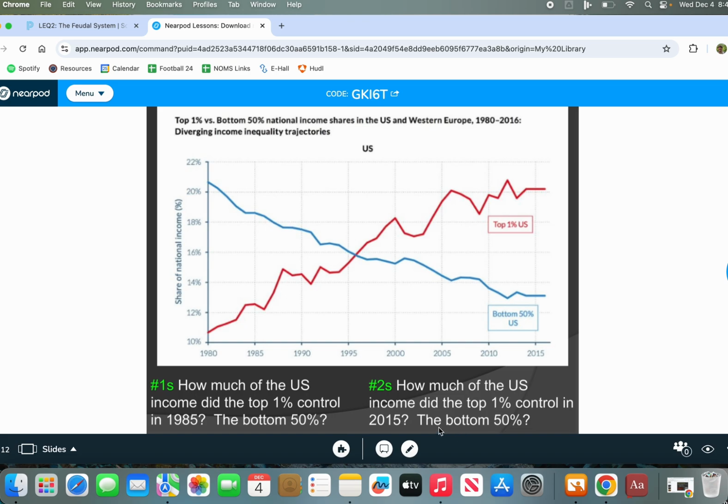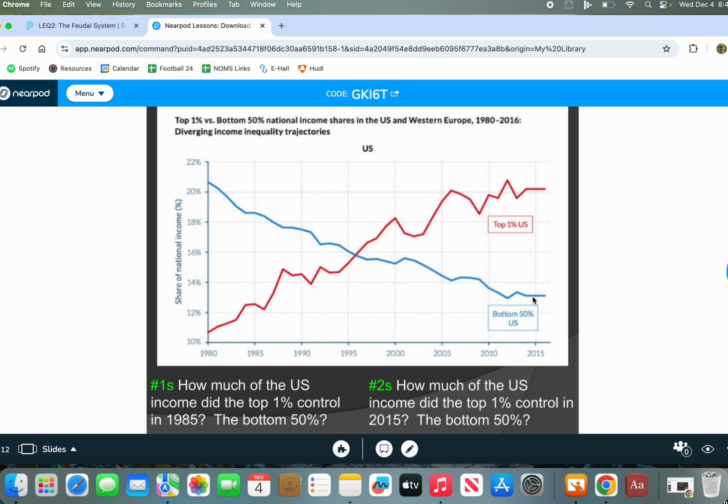What about the bottom 50%? How much of the U.S. income did the bottom 50% control in 2015? So, 2015 again. The blue is the bottom. Then we're going up, we look over. What would you roughly say that is? Good. Yes, it's pretty much close to about 13%. It is about 13%.